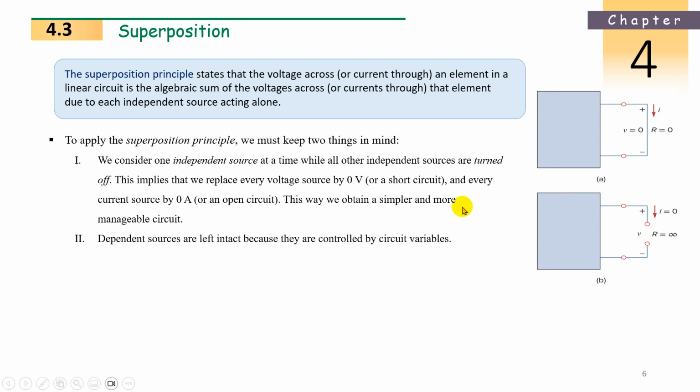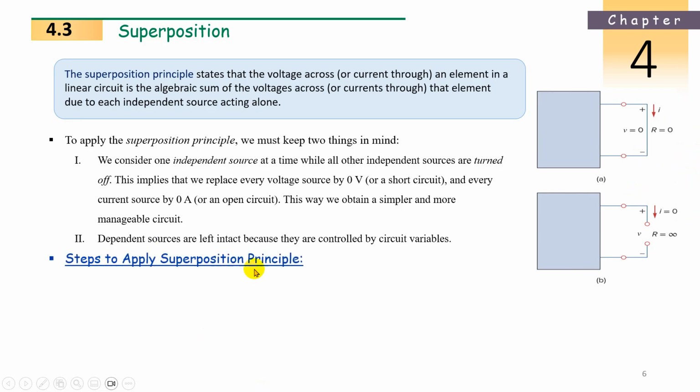So we are not finished yet, that is only the independent sources. We have dependent sources also. Dependent sources are of 4 types: current controlled current source, current controlled voltage source, voltage controlled current source, voltage controlled voltage source. These 4 dependent sources we cannot touch. Only the independent sources, voltage or current: voltage becomes short circuit, current becomes open circuit.